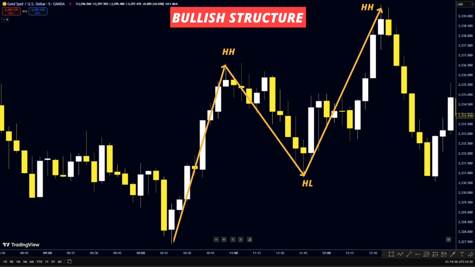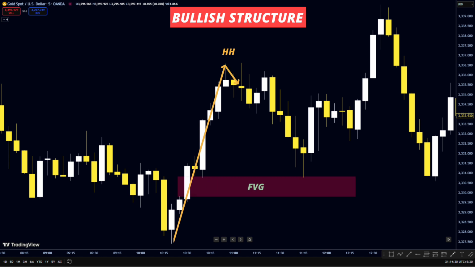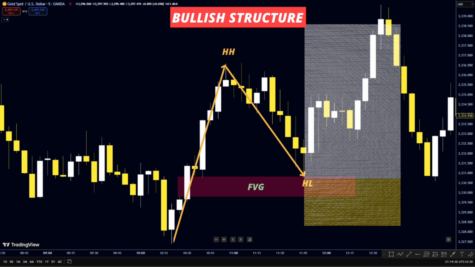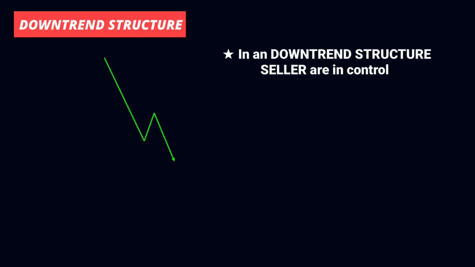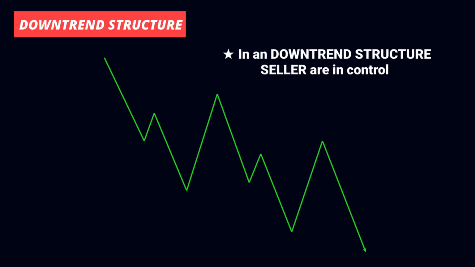So how do you trade it? You wait for price to pull back into a key area, like a fair value gap or a bullish order block, and then look for an entry around that higher low. Simple, clean, precise.